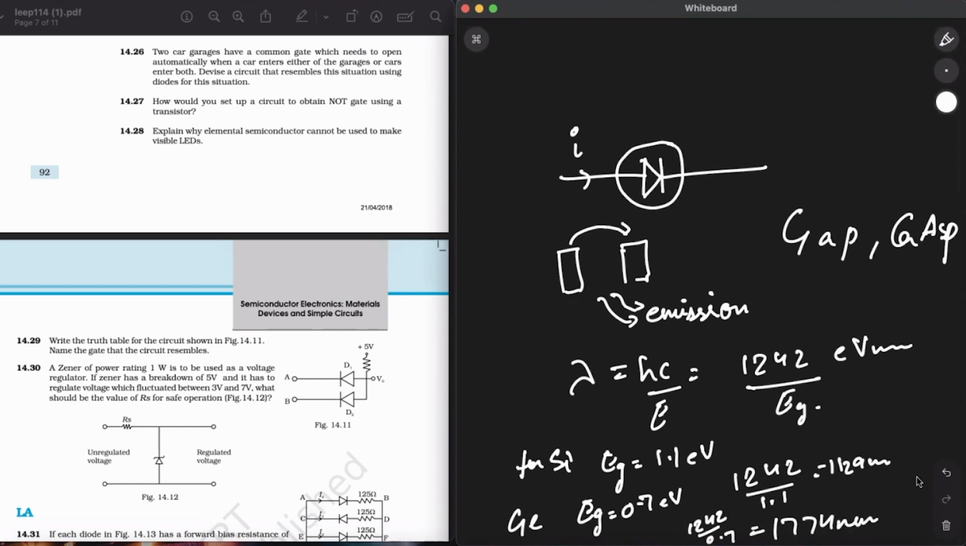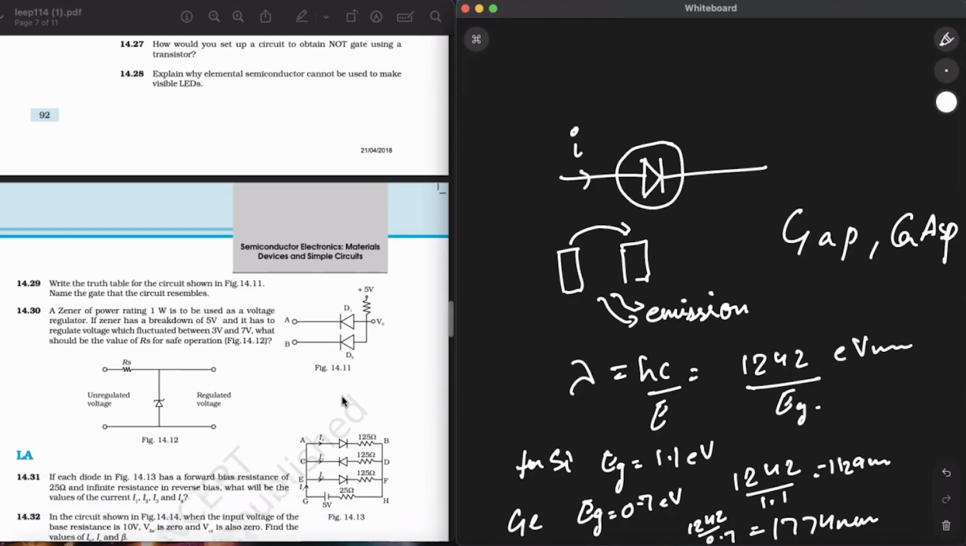1774 nanometers. So when the elemental semiconductor is used, the band gap is such that the emission will be in the infrared region and not in the visible region. So that is the main reason that it cannot emit light. Okay. So now question number 29.